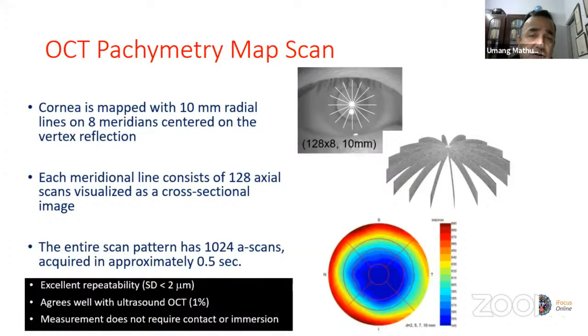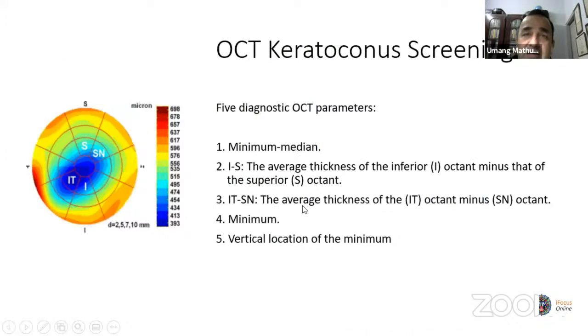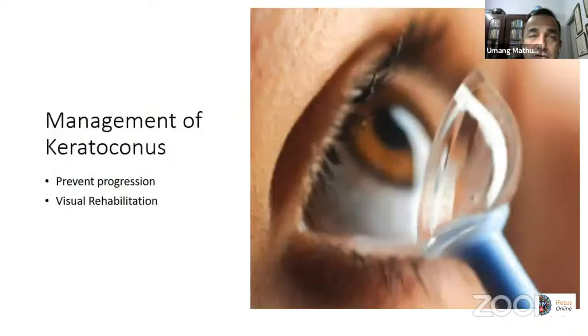OCT is again a very good modality. Some clinics may not have a topographer, but may have an OCT. Anterior segment OCT pachymetry maps are actually very accurate. The newer OCTs measure in different meridians, and you can have a keratoconus software in it, which picks up the superior-inferior asymmetry on pachymetry, detecting keratoconus quite early. So OCT is again a very good modality for picking up keratoconus.